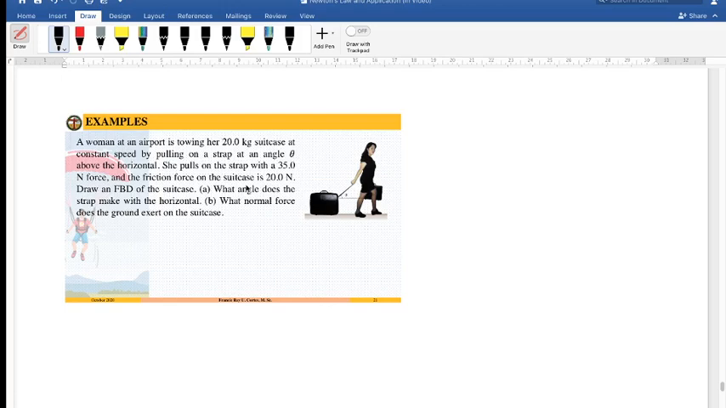Okay, so we have to find the free body diagram. We can put the suitcase as a point. Then what are the forces acting on the point? It is on the ground, meaning there is a normal force exerted by the ground. Then we also have the weight of the suitcase. Then what else? There is the strap, which is actually the tension. So tension with an angle theta above the horizontal. So we have theta here.